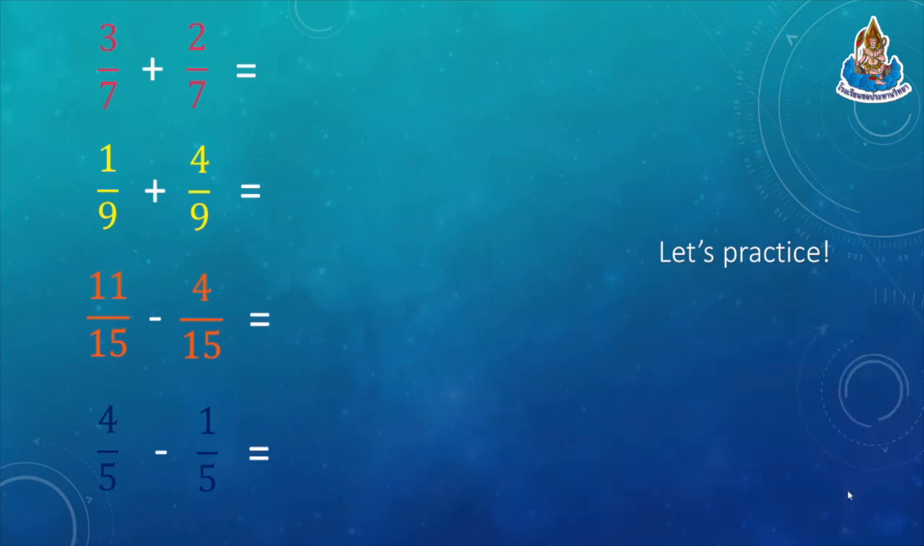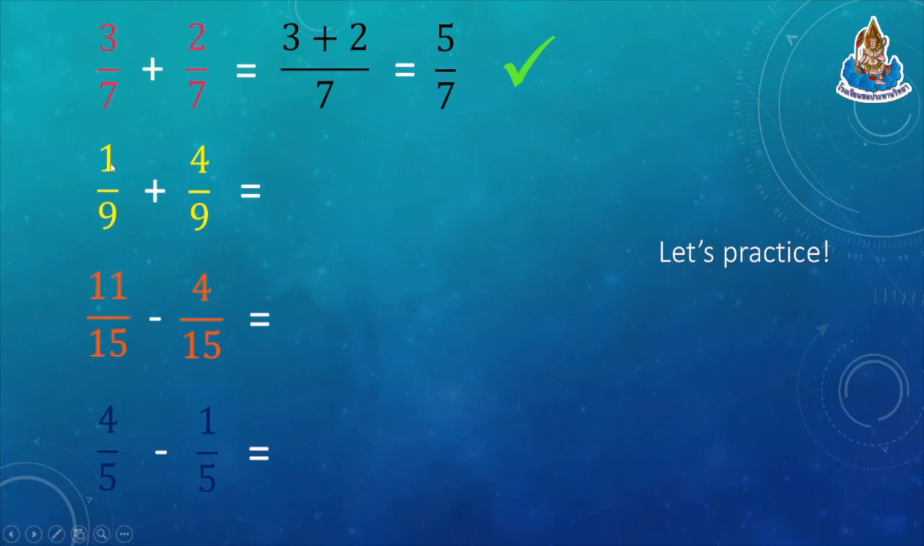Have you finished? I'm sure it was pretty easy for you. So now let's go through the answers. First problem, 3 over 7 plus 2 over 7. We have equal denominators. So denominators stay the same and we add numerators. 3 plus 2 is 5 over 7. So our answer, 5 over 7.